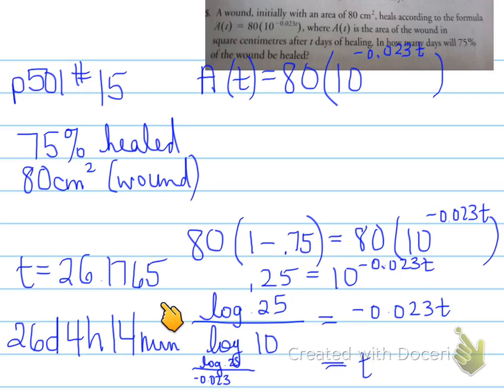Once I plug it in the calculator, to get to this answer you subtract the 26 days to leave the decimal, multiply by 24 to find out how many hours, and then the remaining decimal you multiply by 60 to get 14. And that's how we get 26 days, 4 hours, and 14 minutes for 75% of that wound to have healed.